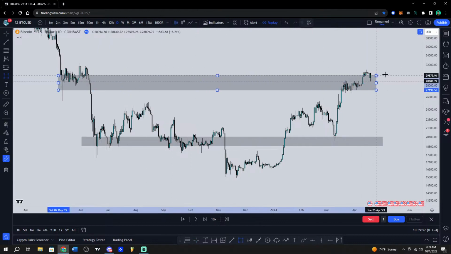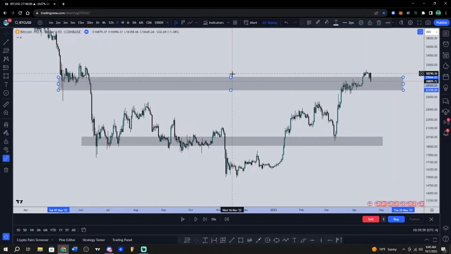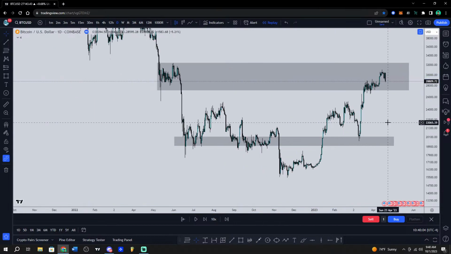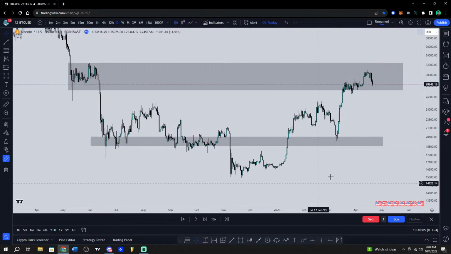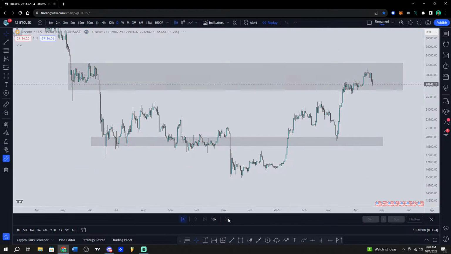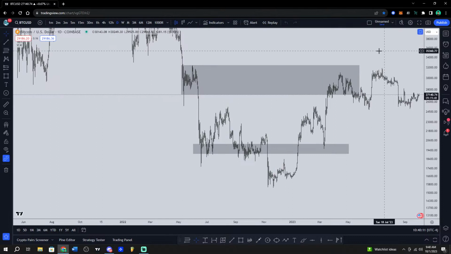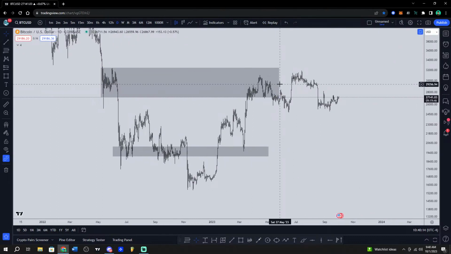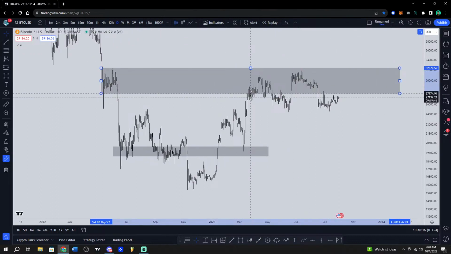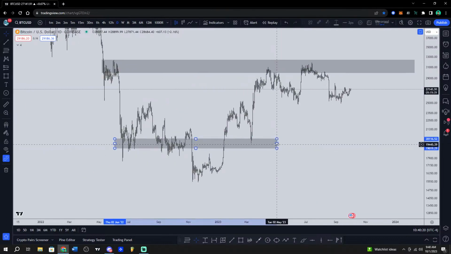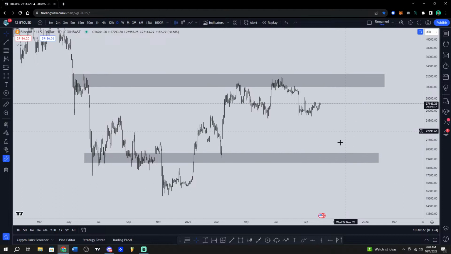This is my resistance. This right here, this whole block right here, that's my resistance. Doesn't get any simpler than that. Let's turn this off. There we go. This is my resistance. Okay, doesn't get any simpler than that. I got my support. I got my resistance.